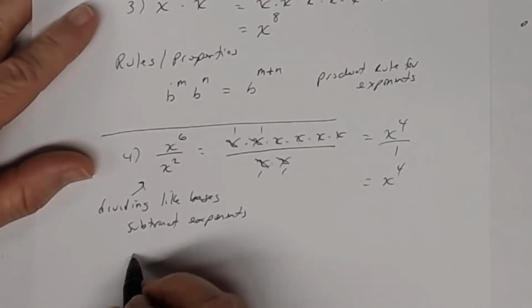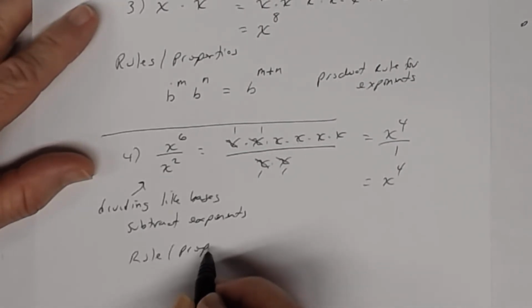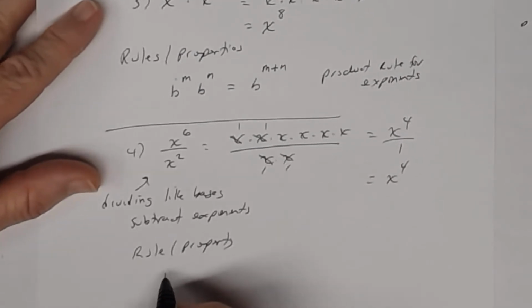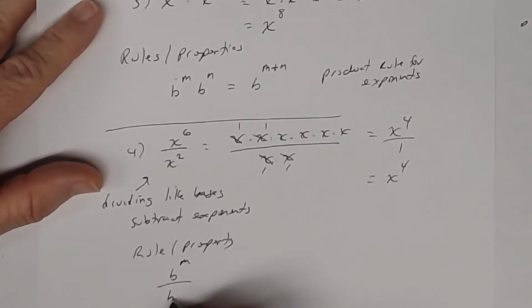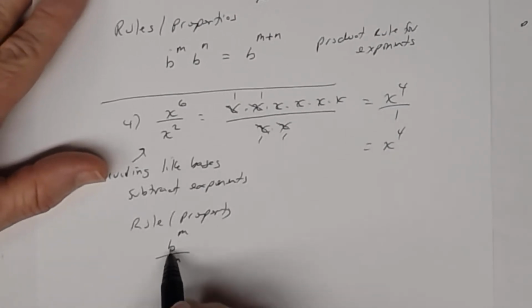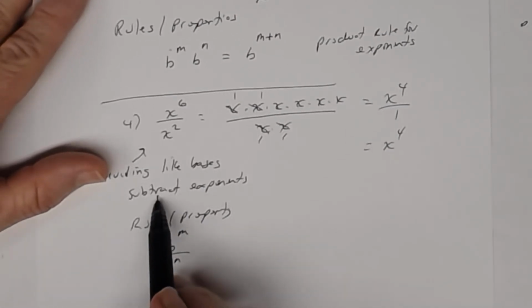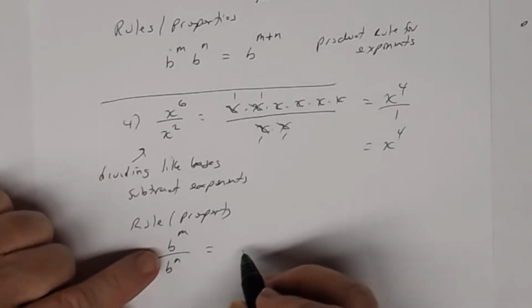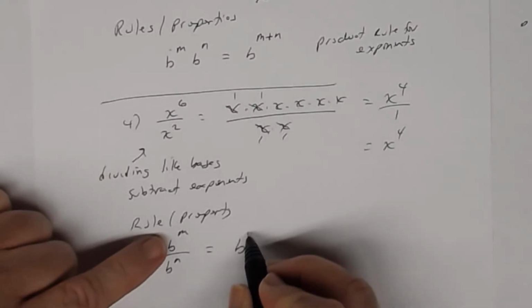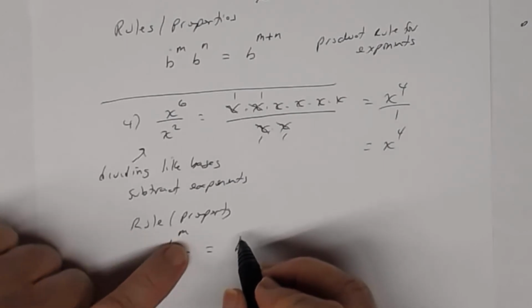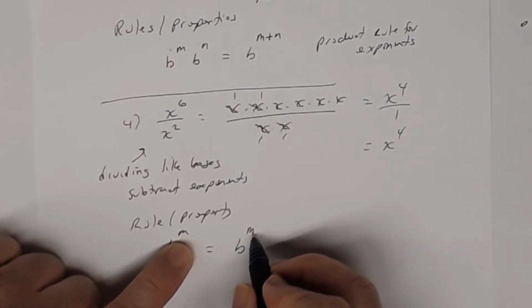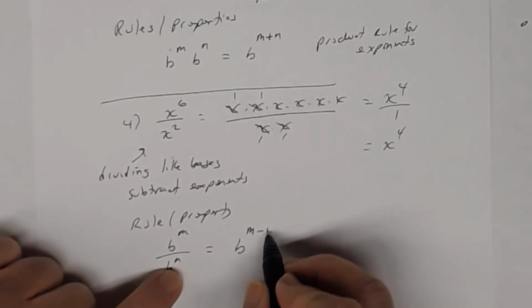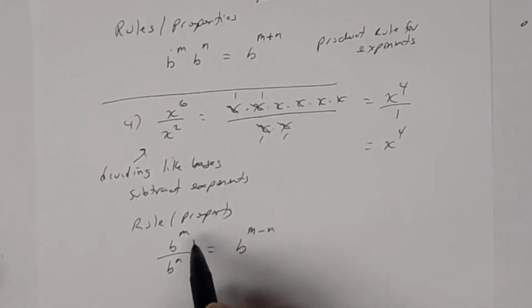So when you look at this other rule or property, where we have b to the m divided by b to the n, I'm dividing like bases. You're going to do what to those exponents? You're going to subtract. Now, remember subtraction, the order in which you subtract does matter. So when you write this, the base is b, and for the exponent, you put the exponent that's in the numerator first. So m minus, and then the exponent in the denominator. That's how you have to do that. M minus n.